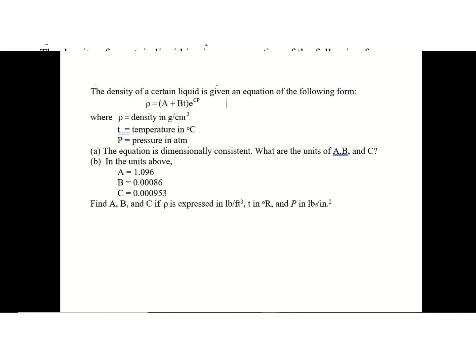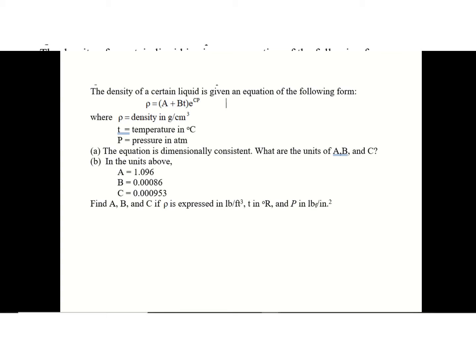This is the second video, and the question is still on dimensional consistency, which is units and conversion. So we have the question which says the density of a certain liquid is given by an equation of the following form: rho equals (A plus BT) exponential Cp, where rho is density in gram per cm cube, temperature is in degrees C, and pressure is in atmosphere.